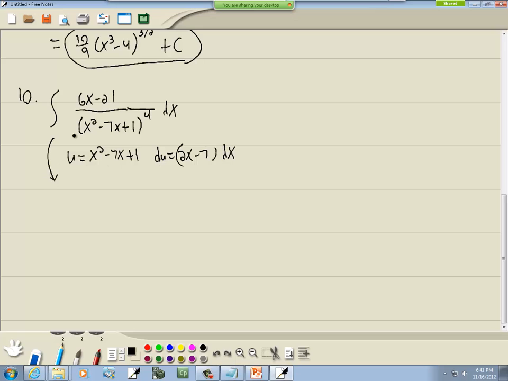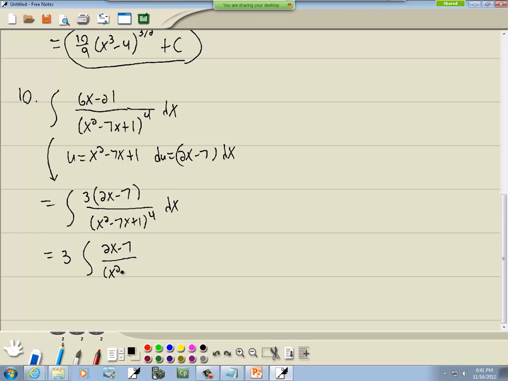Well, if I look at this, that doesn't match. But I see the top part is divisible by 3, so I can factor a 3 out, and that gives us 2x minus 7. And that's looking good now. Now notice we have an extra 3 inside there, so I'm going to take that 3 and put it on the outside. And we've got 2x minus 7 over x squared minus 7x plus 1 to the 4th power dx.